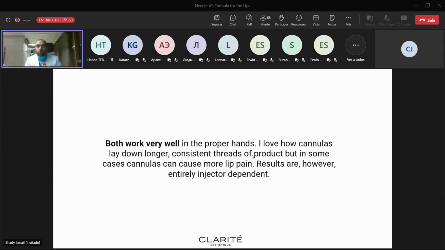I love cannulas because they can minimize the trauma and minimize the downtime. People nowadays are not accepting downtime or bruises because of the fast pace of life and work activities. So we need to understand that. Using a safer tool with less downtime is the main concern in our practice. However, sometimes people can feel pain using a cannula in the lips, and sometimes we can see migration, but this is not about the cannula itself or the product itself, but about the hands of the injector. So it's injector dependent.